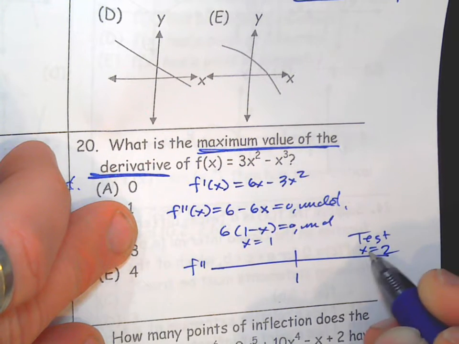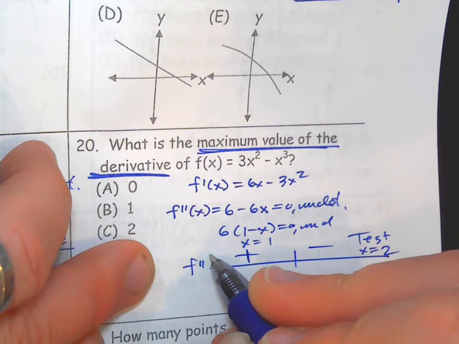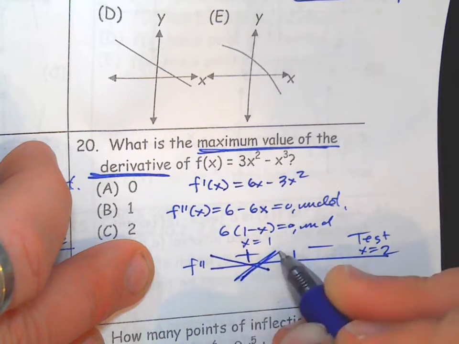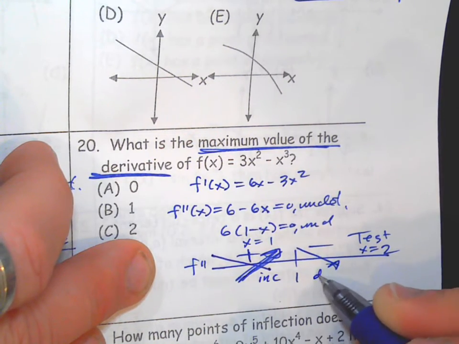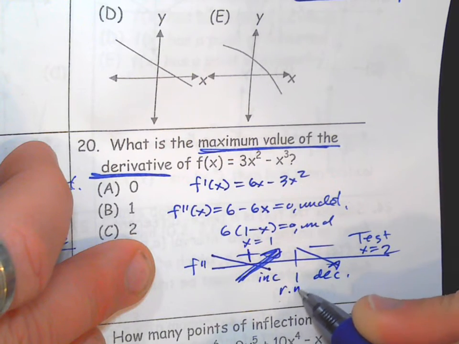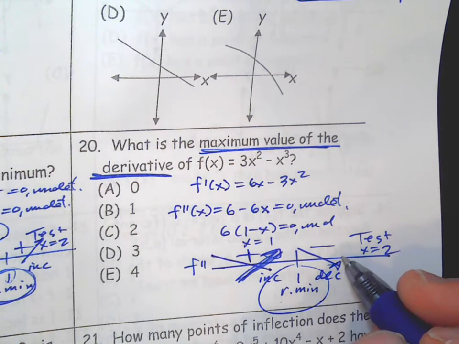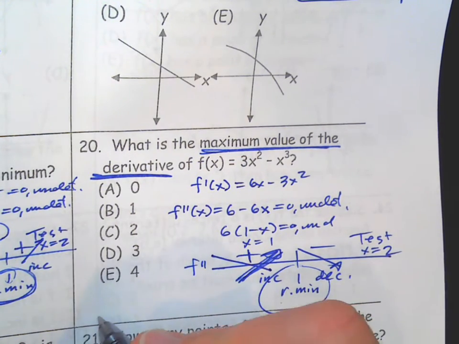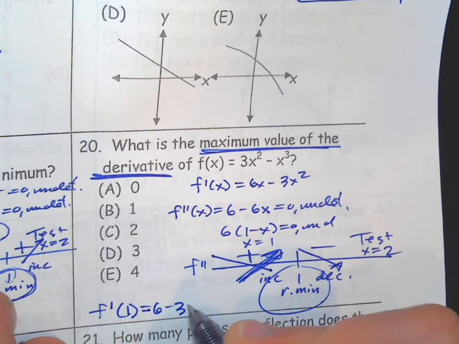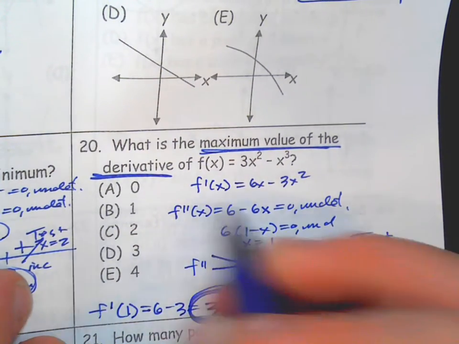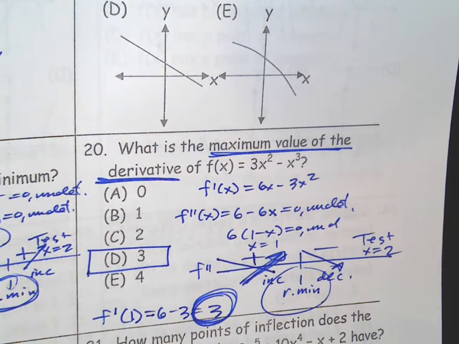Test 2, it's going to be negative, positive. Now, I'm going to think of it this way. Increasing, decreasing. f prime is increasing. f prime is decreasing. This is a relative min of f prime, and it's the absolute max of f prime. That's the x value, so then you got to plug this back into the derivative, which will give you 3. 3 is the maximum value of the derivative.